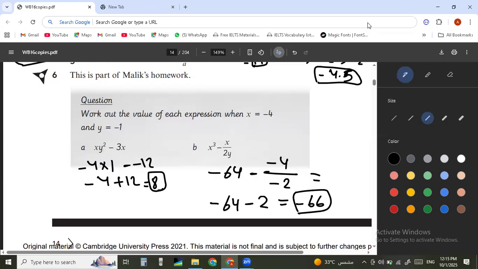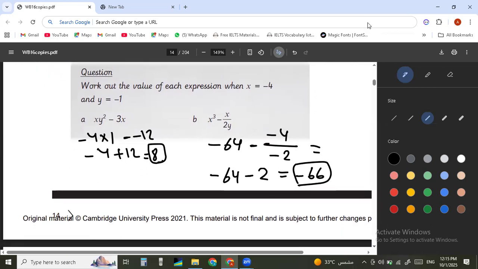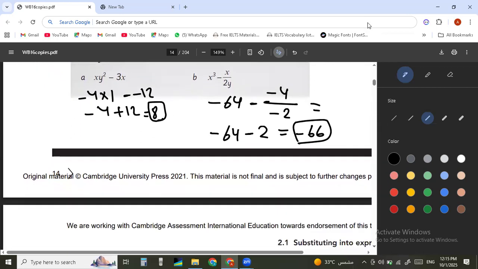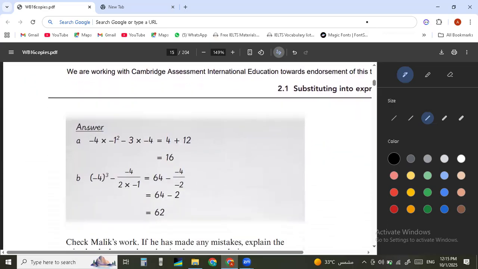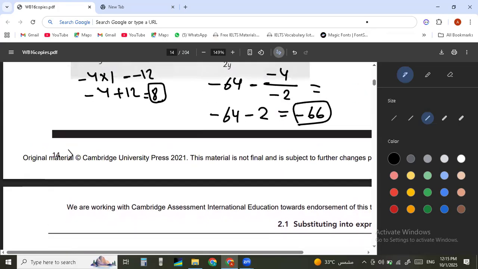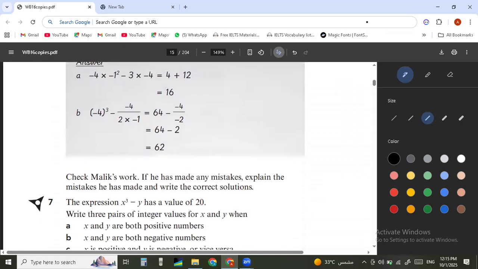Okay, let's continue. Here we go. Oh, they told you here that they made a mistake. Check Malik's work if he has made any mistakes. And we've done it over here. We found that this is 8, this is negative 66. So what is the mistake that he did over here?